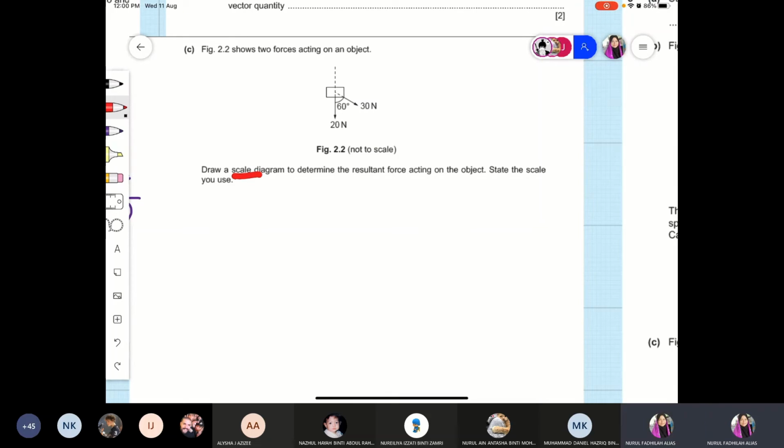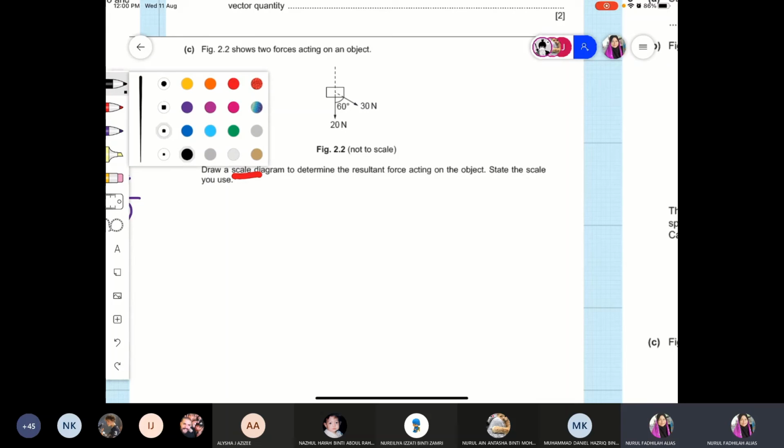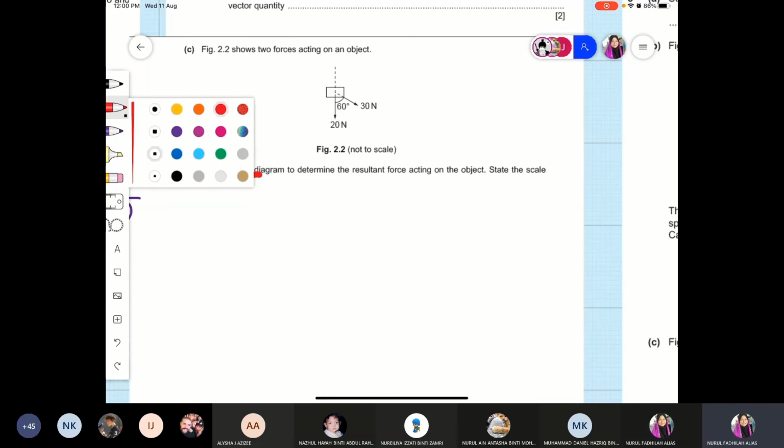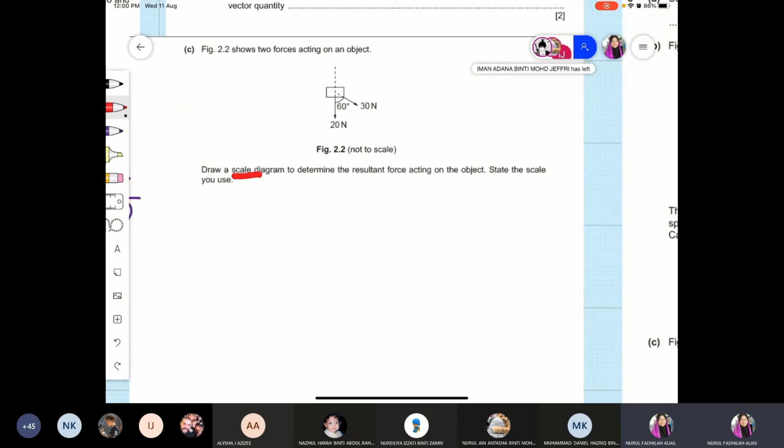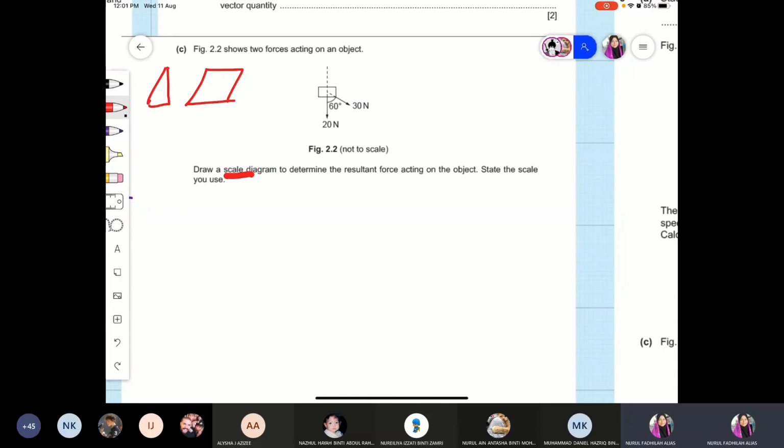So we have 2 methods. Okay, it's either you want to use method 1. Method 1 tu macam mana? Okay, so sama ada you want to use triangle method or you can use parallelogram method. Okay, now if I want to use triangle method, I have to make sure I use arrow like this. Okay, head to tail, head to tail. So this is the head, this is the tail, this is the head, this is the tail. So macam tu kena betul.